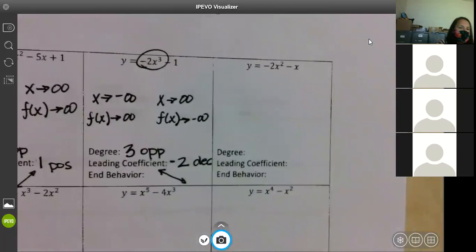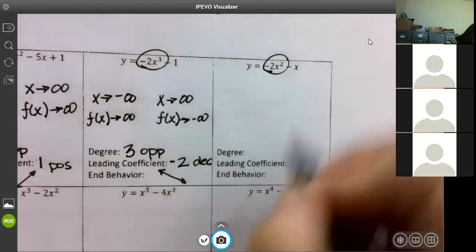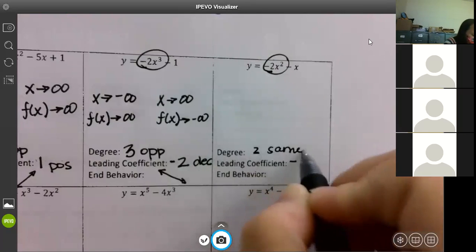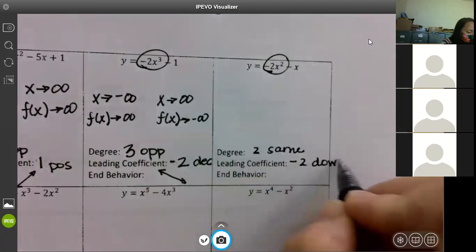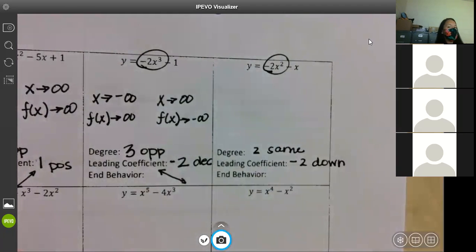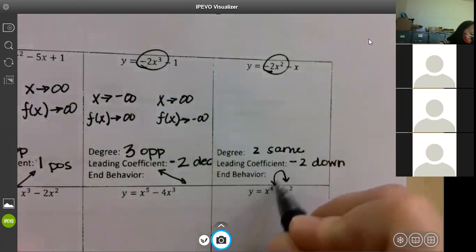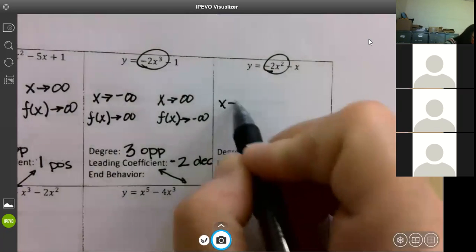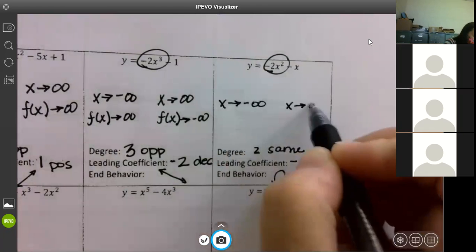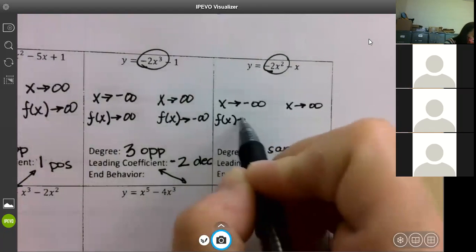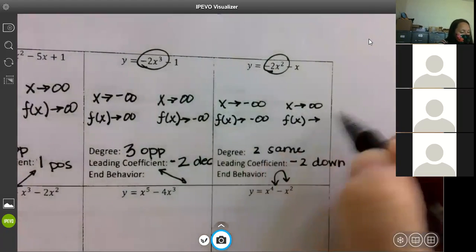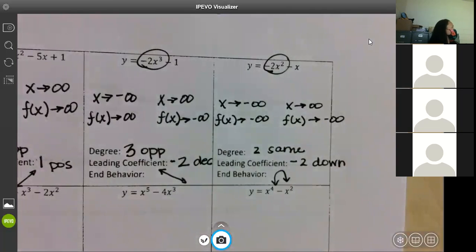All right, your next one, what's your degree? Leading coefficient. An even means they point in the same direction. A negative means they point down. So it looks like this. So we do the left and the right. And they both point where? Down to negative infinity. That's it. That's all you do, guys. That's all we're learning in this little section.